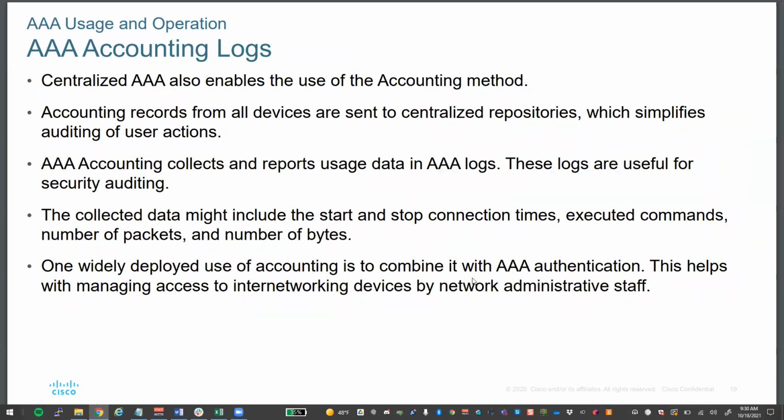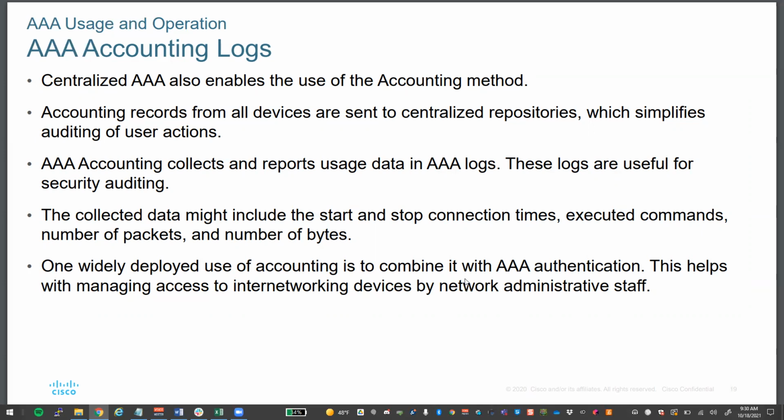All right, so centralized AAA is going to enable the use of accounting methods. Accounting records are collected from all end devices and then sent to a centralized repository, which simplifies auditing a user's actions. For example, I don't want to dig through all the server logs, the firewall logs, and the VPN logs individually to see, okay, you connected to the VPN, then I have to go to the server logs and find out when you accessed the server. We want that all centralized so that when I search for Dalton coming on my network, I can see when he hit the VPN, when he hit the server, all the other services.